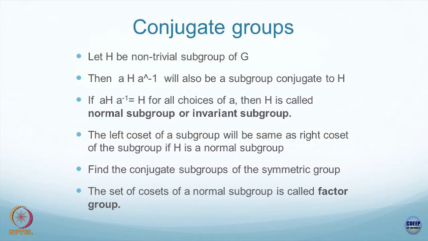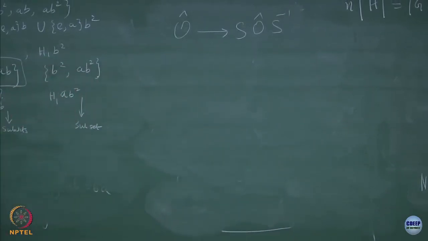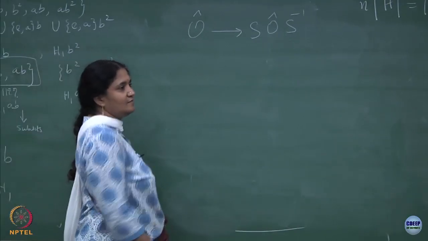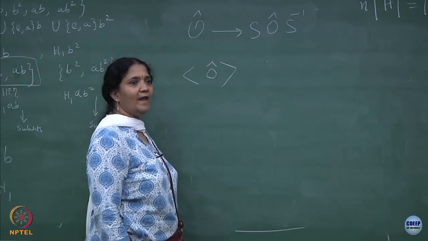Okay, so this also brings me to talk about conjugate groups. Let me spend some time on conjugate groups. One of the reasons why we are giving a lot of importance to this is that when you do quantum mechanics, there are different frames which are related to each other by a similarity transformation. You know what is a similarity transformation? Suppose you have an operator O in quantum mechanics, and you do S O S inverse. Physics is given by expectation values of these operators, right?